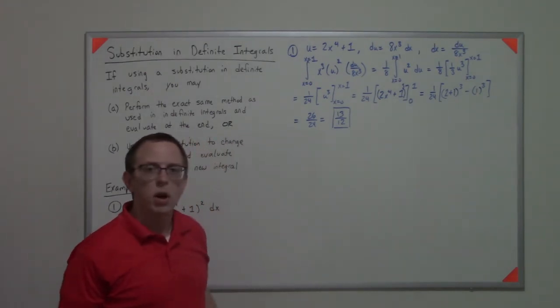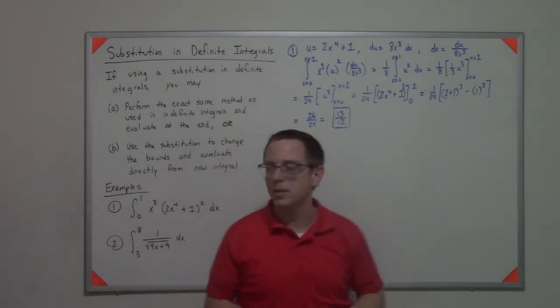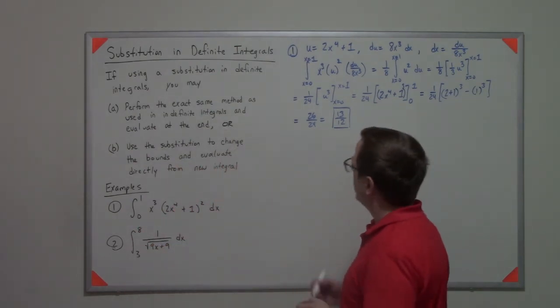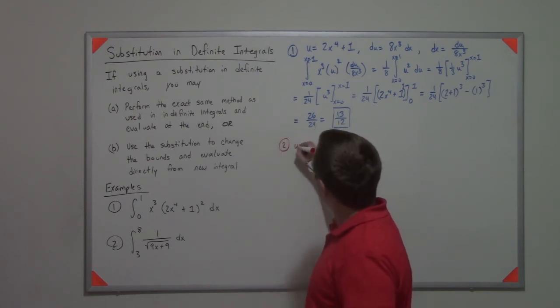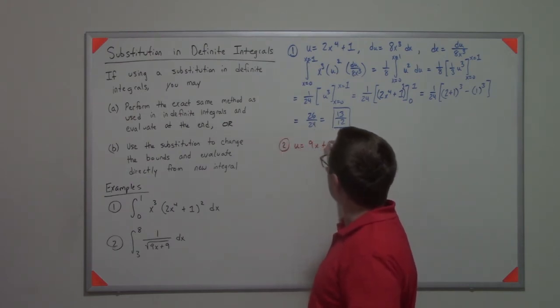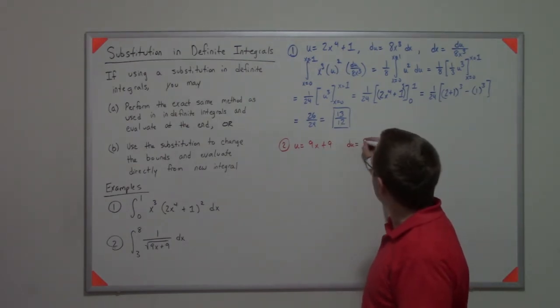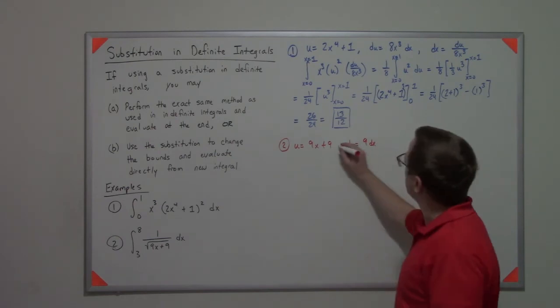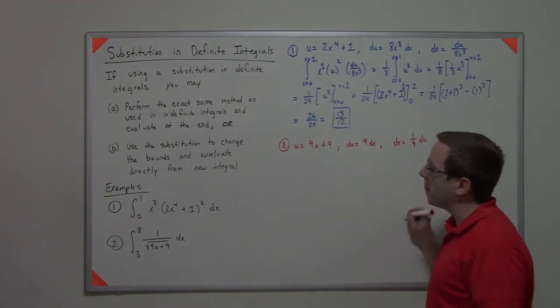So for the next problem, instead of transforming back to x, we're going to stay in u space. So in this one, we're going to say u is 9x plus 9. That tells me du is 9 dx. It also tells me that dx is 1/9 du.